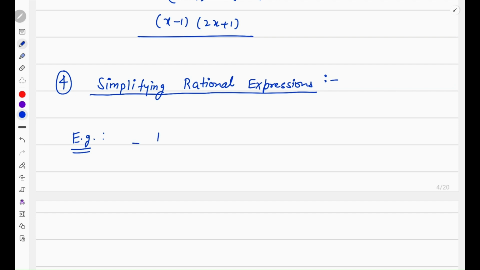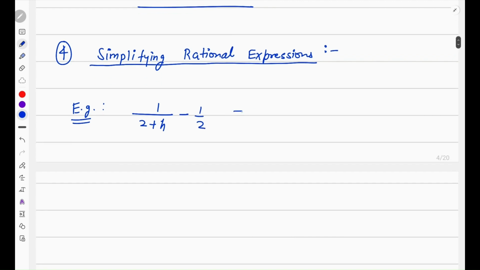So if we have an example like 1 over 2 plus h minus 1 over 2, what we can do is take the LCM of both denominators, here we will take 2 times (2 plus h), and the numerator becomes 2 minus (2 plus h), which becomes minus h over 2 times (2 plus h). So this is the way we can simplify the expression.